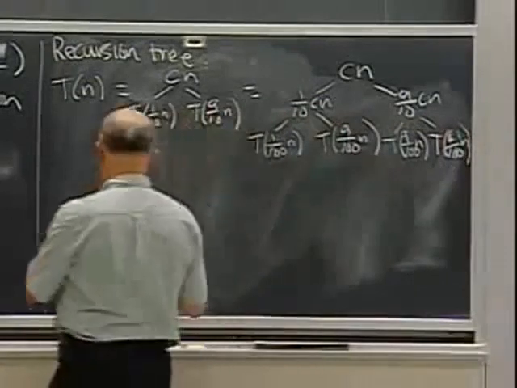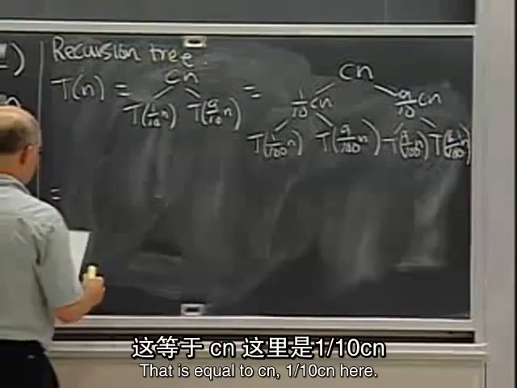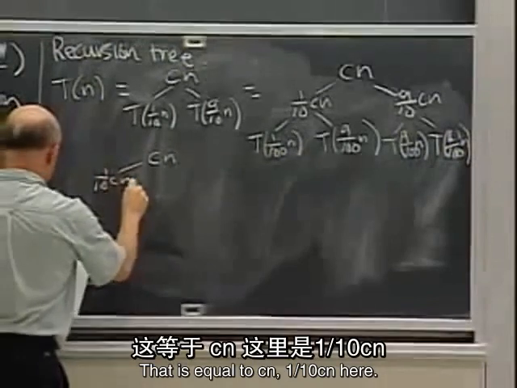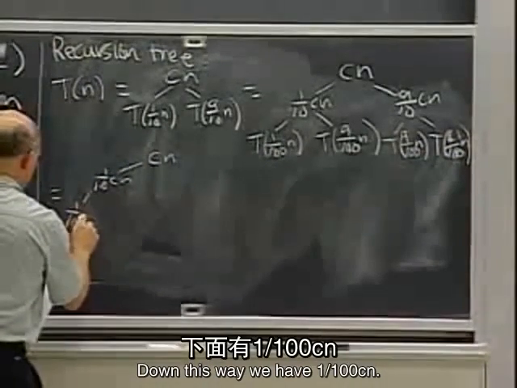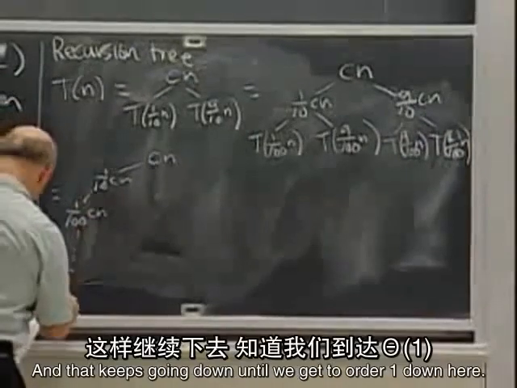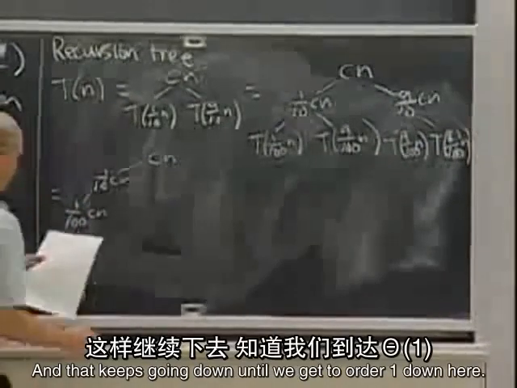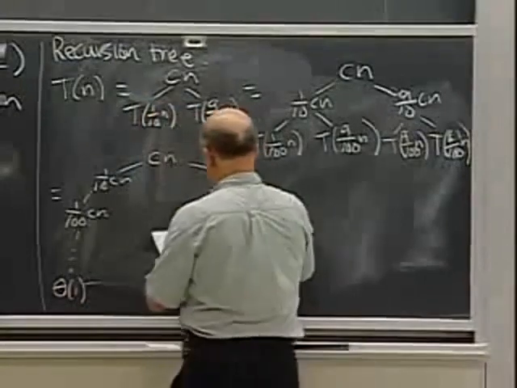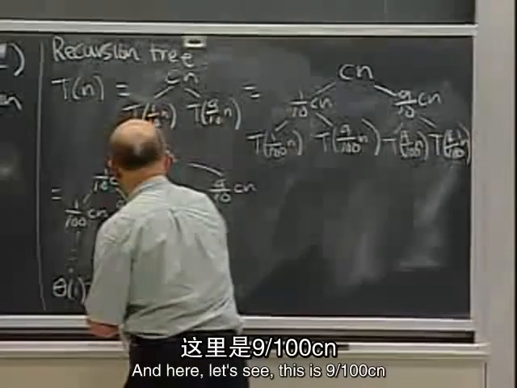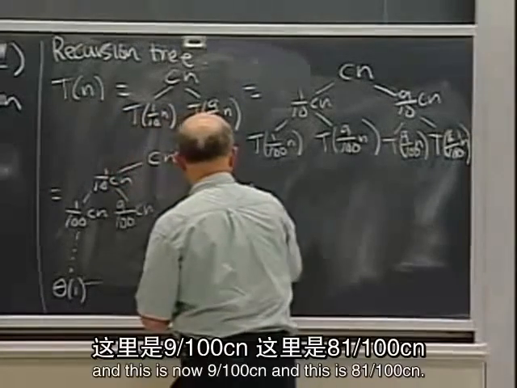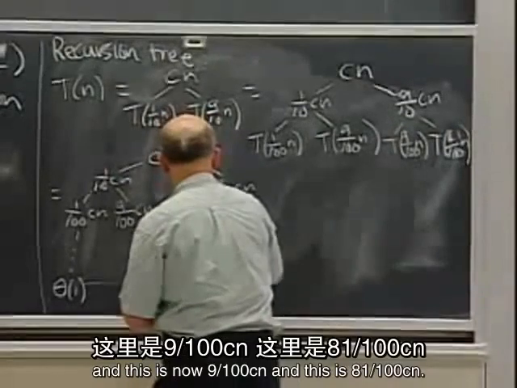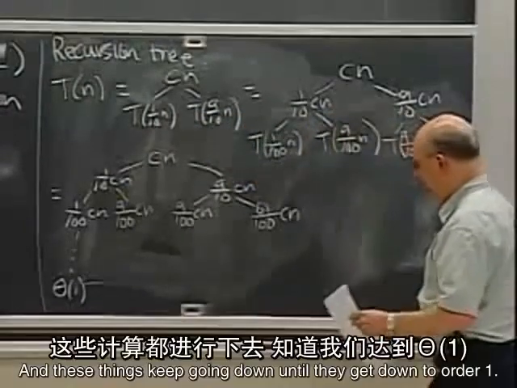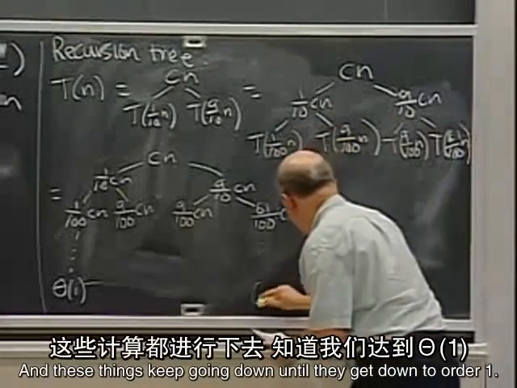So that's equal to, hope we're going to be able to fit this, Cn, we have 1/10 Cn here. Down this way we have 1/100th Cn, and that keeps going down until we get to order 1 down here. And over here we have 9/10 Cn. And here this is 9/100ths Cn, and this is now 9/100ths Cn, and this is 81/100ths Cn. And these things keep going down till they get down to order 1.